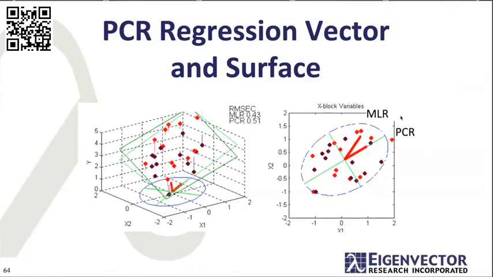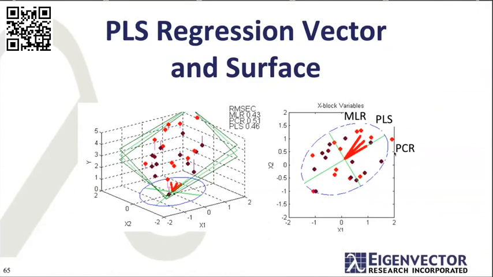PCR, of course, the regression vector falls right on the first principal component if we do a 1 PC model. And if we do PLS with just a 1 latent variable model, it lies in between the two, between MLR and PCR. That's what we were saying: the basis in X is being described in PCR by PCA, in MLR by the correlation with Y, and PLS does something in between.